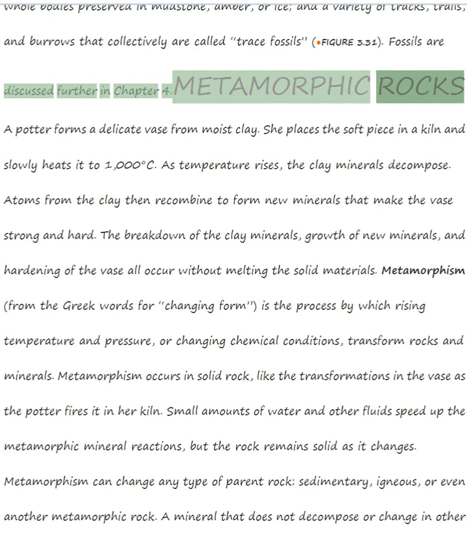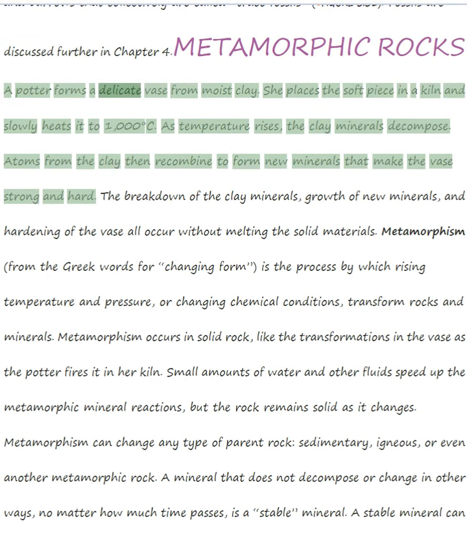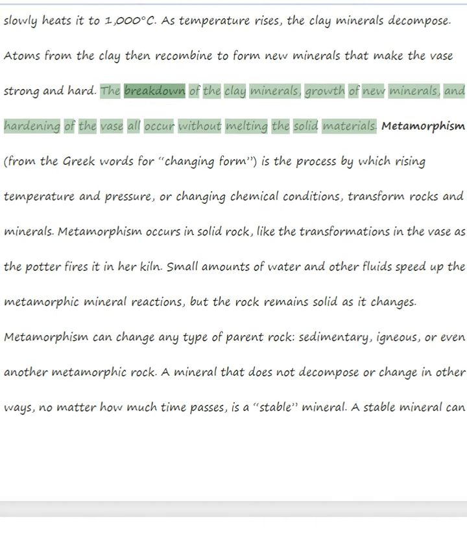Metamorphic rocks. A potter forms a delicate vase from moist clay. She places the soft piece in a kiln and slowly heats it to 1000 degrees Celsius. As temperature rises, the clay minerals decompose. Atoms from the clay then recombine to form new minerals that make the vase strong and hard. The breakdown of the clay minerals, growth of new minerals, and hardening of the vase all occur without melting the solid materials.